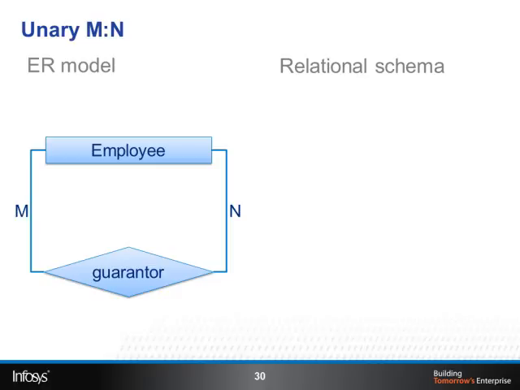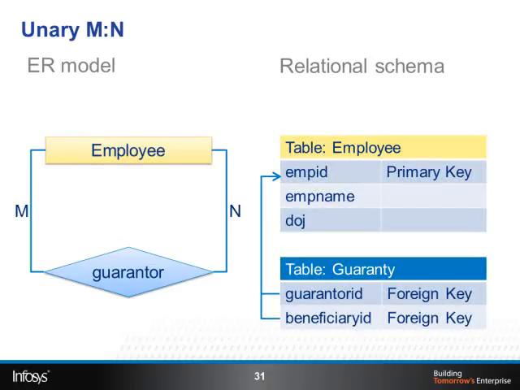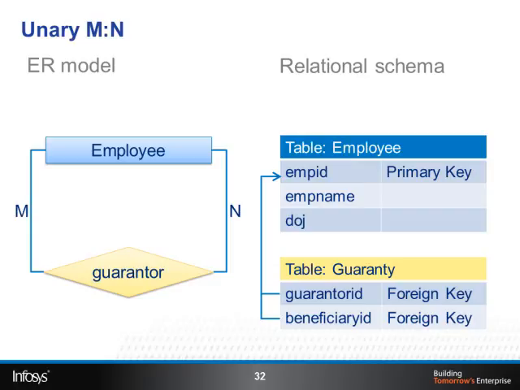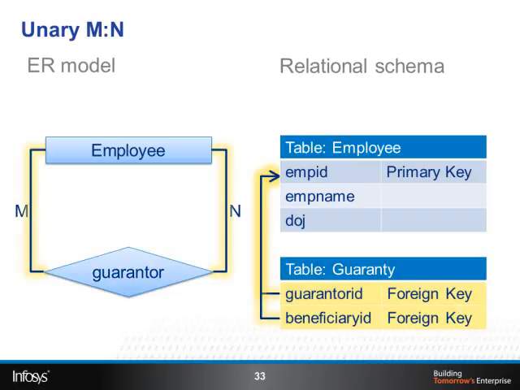As seen before, entity employee is modeled to a table in the relational model as shown. To model the unary relationship guarantor for, the table guarantee is added with columns guarantor ID and benefactor ID. Both these columns refer to the primary key of the employee table. Thus, the relational schema for the scenario employee is a guarantor for employee is as shown.